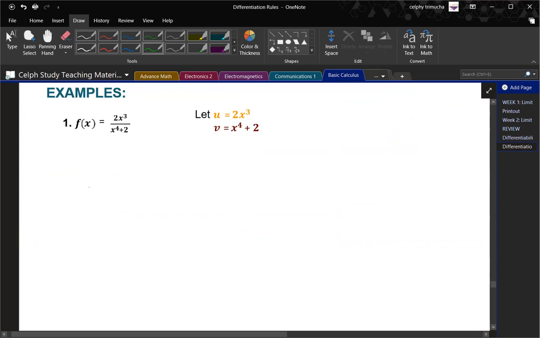Okay, so we have first nga example, u is equal to 2x cubed, v naton is equal to x to the fourth plus 2. So, u naton is 2x cubed, so pangitaon naton iya nga du. Du niya is we have 2 times 3, that will be 6. Copy natin aton nga variable which is x. Then minus kita sa exponent, so we have 6x squared.